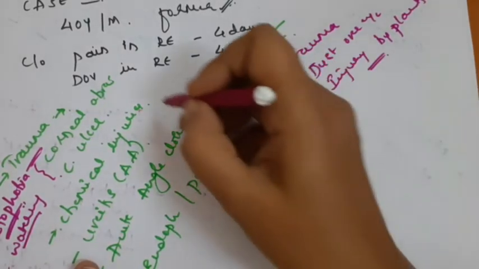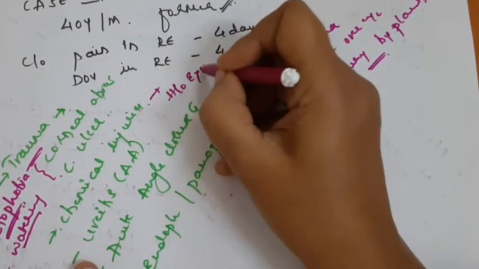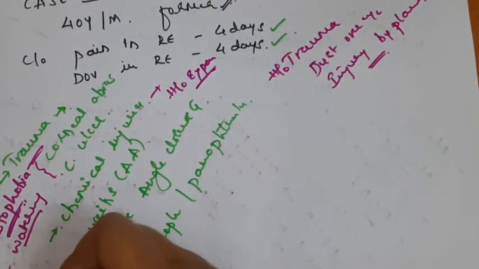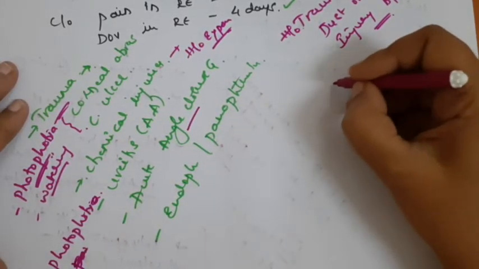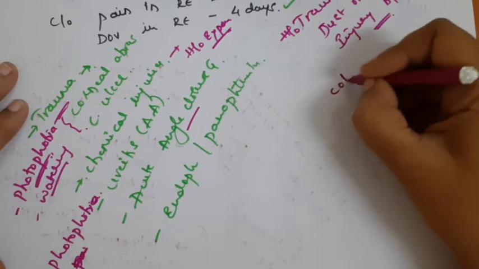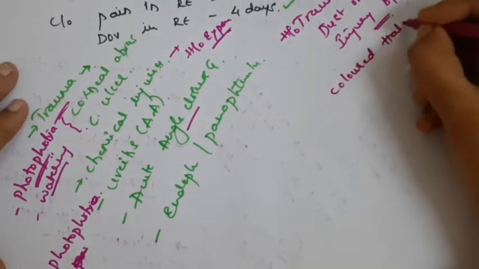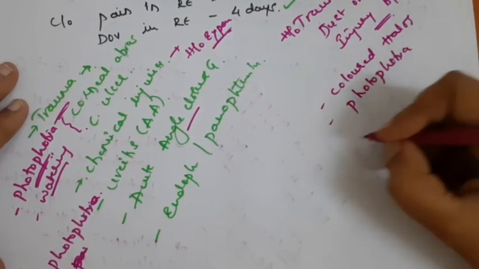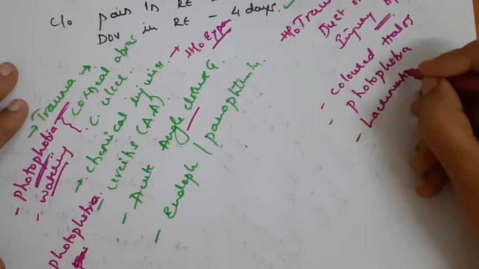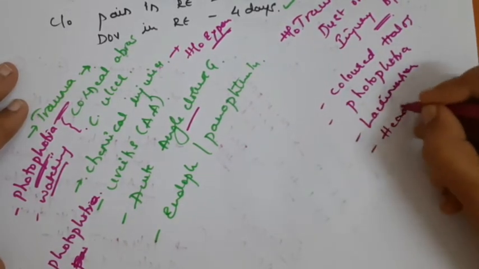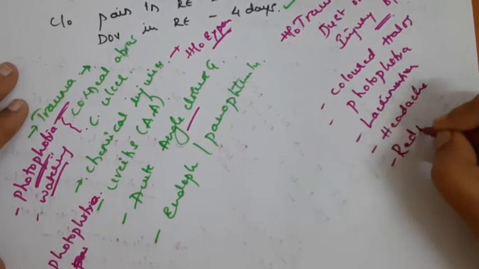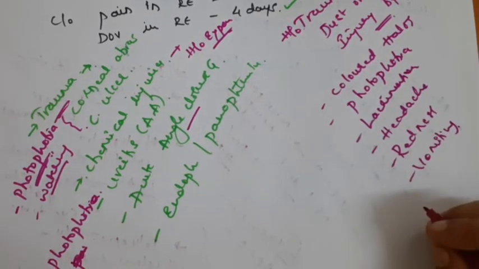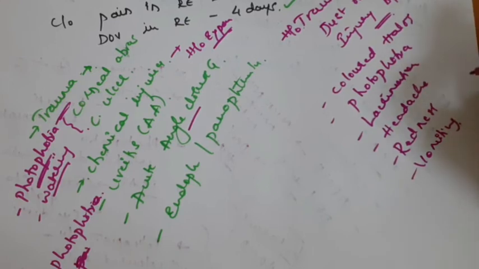If you want to rule out the chemical injury, again ask for the history of exposure to chemicals. If you want to rule out the uveitis, again the question of photophobia. If you want to rule out the acute angle closure glaucoma, ask for the history of colored halos again, photophobia, lacrimation, that is epiphora, headache, redness of eye, vomiting sensation or the vomiting. So this will be the history which will be going in favor of acute angle closure glaucoma.